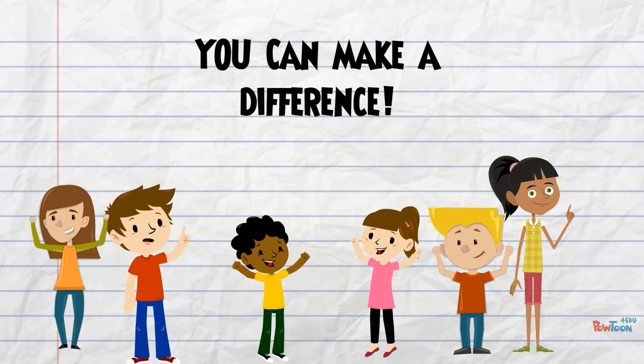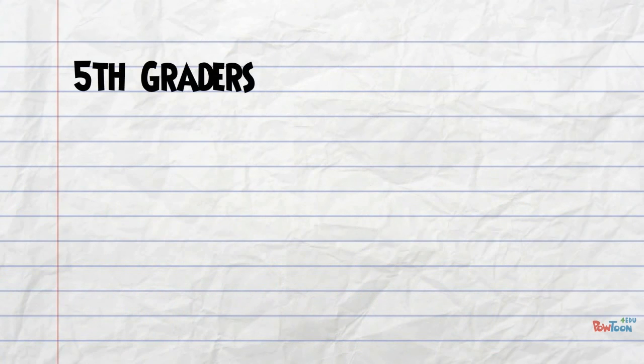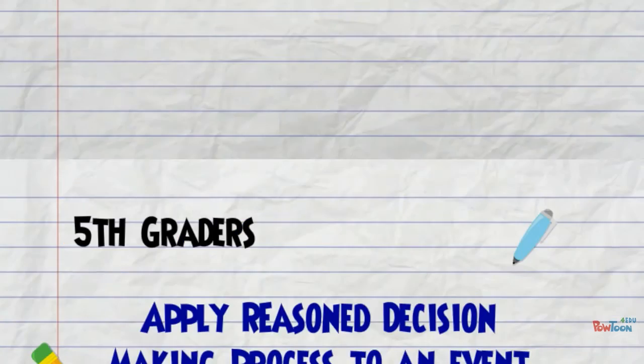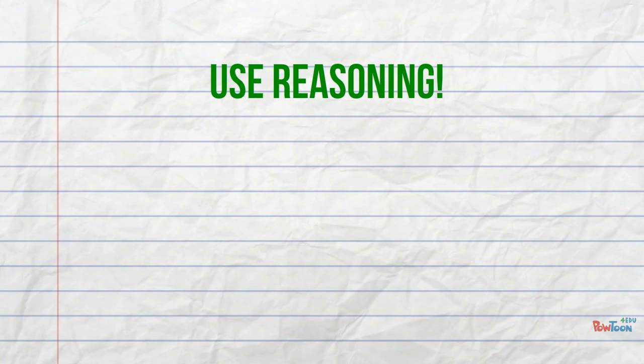This story is one part of economic reasoning for students in schools. 5th graders will apply a reasoned decision-making process to study an event that happened in the past. You will continue learning about this process in middle school and high school, and you will use reasoning to make choices in your lives today and in the future.